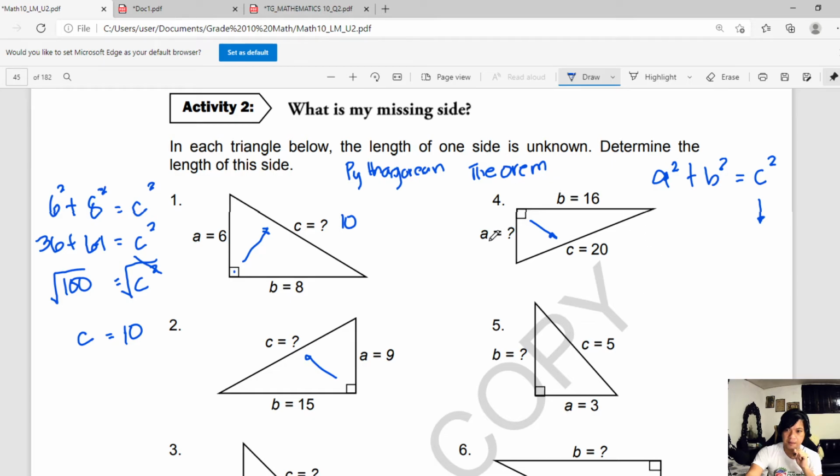So, number 4. The missing for number 4 is letter A. So, this is the formula that we will still use. Since A is what we are looking for, you just copy A squared plus B, which is 16 squared, is equal to C, which is 20. So, that is 20 squared.